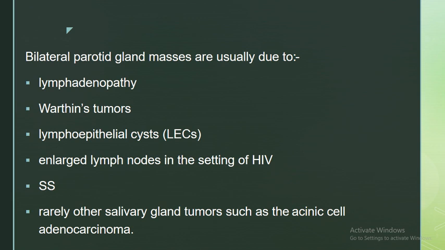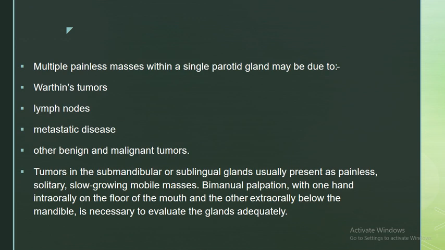Okay, bilateral parotid gland masses are usually due to either lymphadenopathy or Warthin's tumor. These are the tumors that concern the parotid. Lymphoepithelial cyst, enlarged lymph nodes in the setting of HIV or Sjogren's syndrome, and rarely other salivary gland tumors such as acinic cell adenocarcinoma. Multiple painless masses within a single parotid gland may be due to Warthin's tumor, lymph nodes, metastatic disease, other benign and malignant tumors.